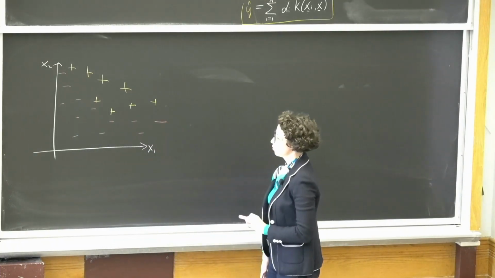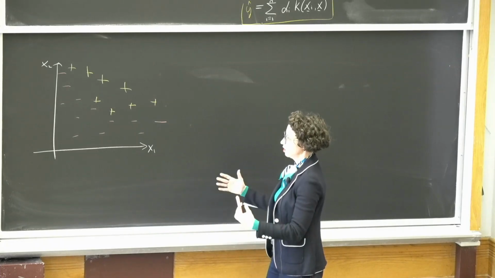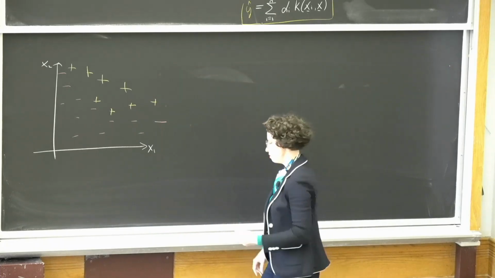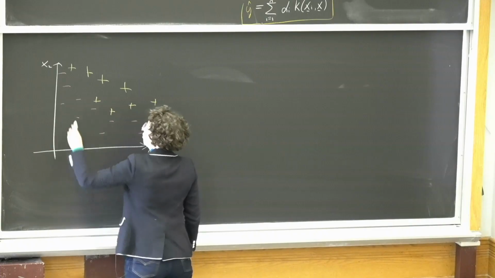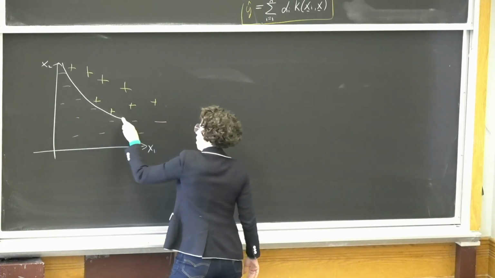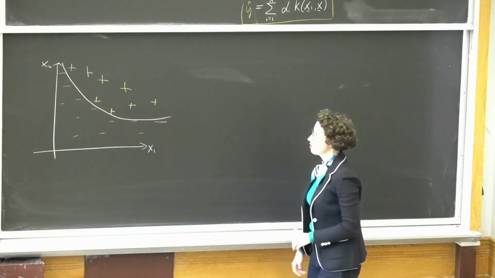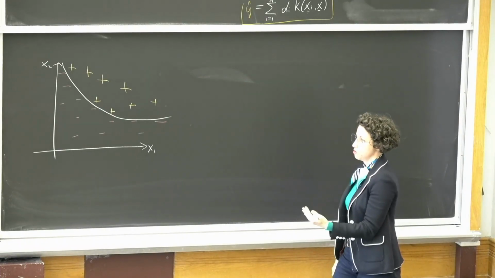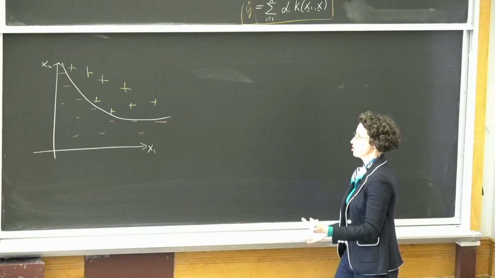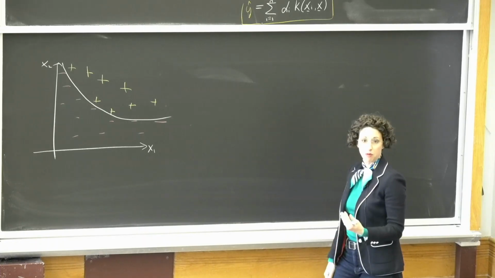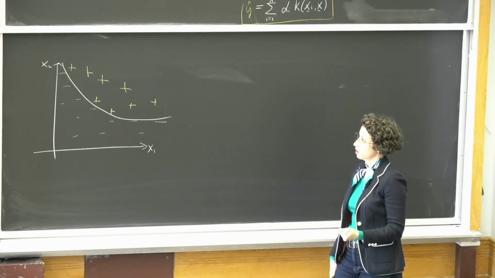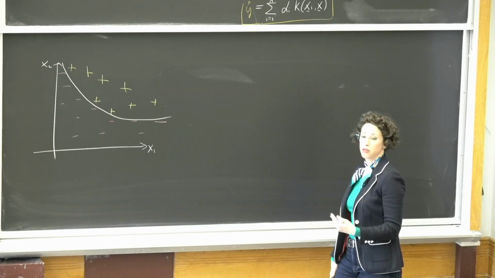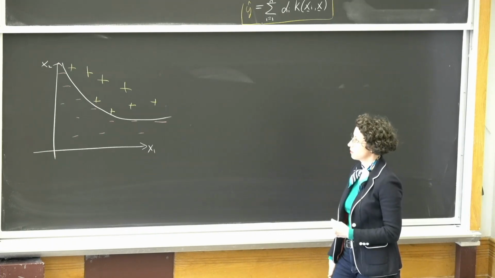Okay, so this is a case where trying to separate the pluses from the minuses with a straight line would be very hard, but you can imagine that some kind of polynomial decision boundary could work very well, and using kernel methods with a polynomial kernel and doing kernel ridge regression is actually going to separate them quite nicely. Okay, and this is very simple to implement.